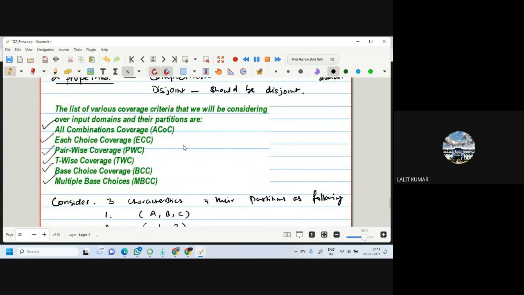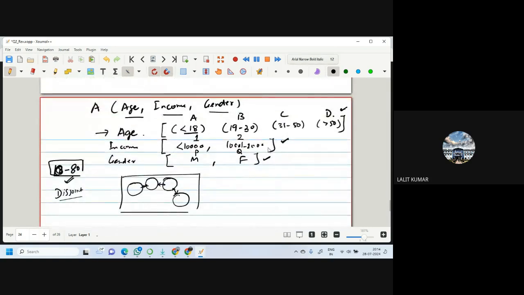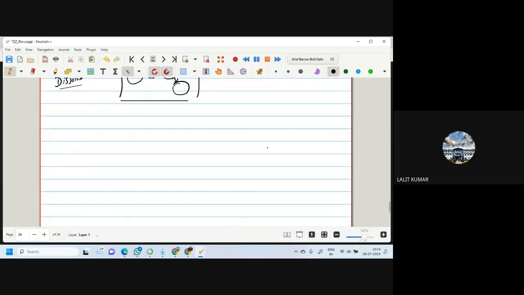Now the various coverage criteria that we'll be considering are these. I will cover them one by one: all combinations coverage, each choice coverage, pairwise coverage, t-wise coverage, base choice coverage, and multiple base choice coverage. So what is the meaning of all combinations coverage?